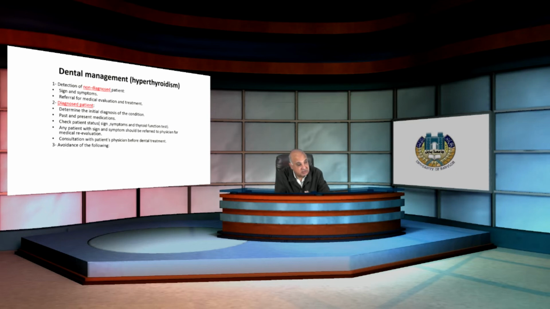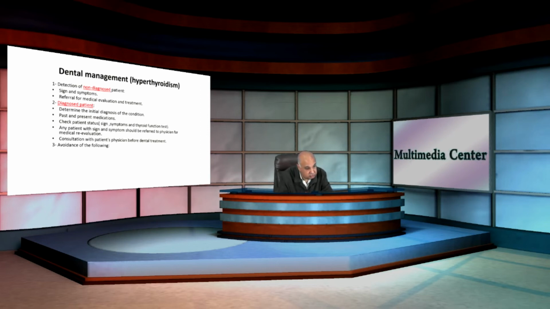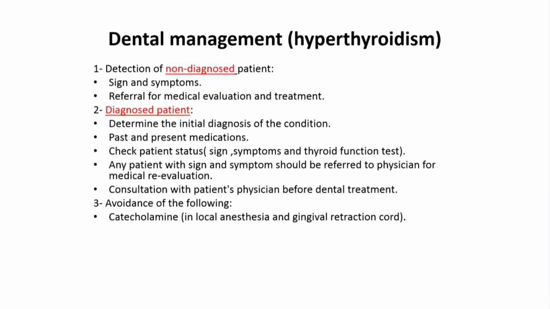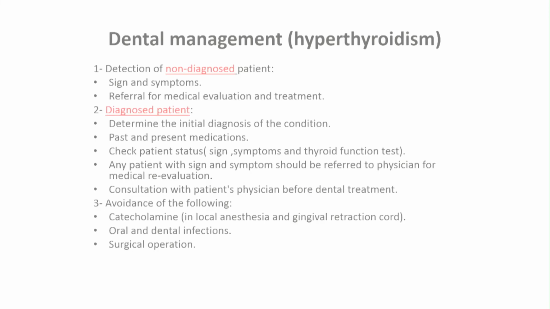As I mentioned before, certain dental factors, for example infection, oral procedures or dental manipulation, may aggravate or exaggerate the thyrotoxic condition. For example, we have to avoid catecholamines, adrenaline and noradrenaline, in the local anesthesia, which are used as vasoconstrictors, or even in the gingival retraction cord, because this may aggravate the condition and increase palpitation. Also, oral and dental infections and surgical operations should be avoided. All of these may increase the secretion of catecholamine, and this will lead to aggravation of the condition.